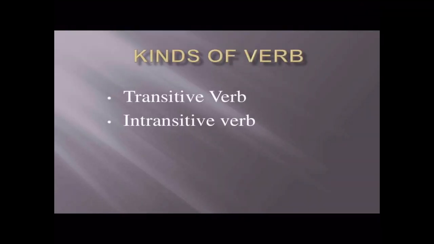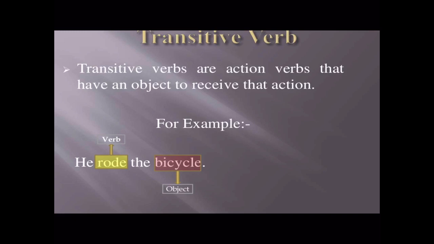Kinds of verb. There are two kinds of verb, as I already told you, transitive and intransitive verbs. What is a transitive verb? Transitive verbs are all the action verbs that have an object. But what is an object? Well, when you are reading a sentence, you ask the verb what plus the verb. And if you have an answer for that question, it means that it's a transitive verb.